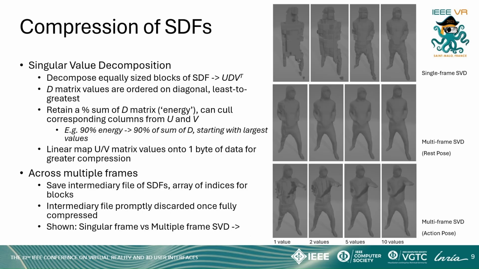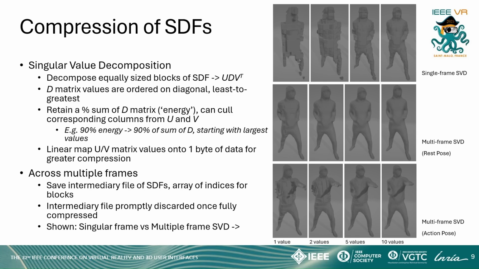Now, to compress the signed distance field, we rely on singular value decomposition. In general, we split the signed distance field up into equally sized blocks and then decompose those further into U, D, and VT matrices. By retaining a percentage sum of the diagonal values of the D matrix, which we refer to as the energy, we can drastically reduce the data needed to represent the volumetric video while retaining most of the visual quality. We can then linearly map the U and V matrices onto 1 byte of data per value for even greater compression.